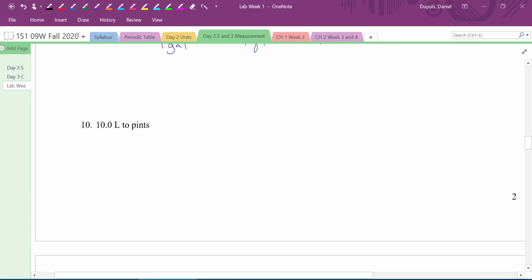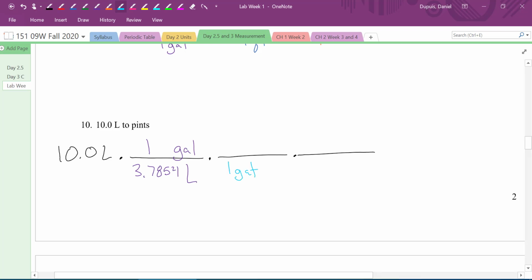It's fun. All right, 10 liters to pints. So now we're going from English to metric, or actually metric to English. 10 liters. I don't want to use red, sorry. Well, liters has to go on the bottom, and gallons on top. And so 1 gallon happens to be 3.7854 liters. Then we know 1 gallon is 4 quarts, and we know that 1 quart is 2 pints. So we end up with 21.1 pints. And there's number 10. Now, if you know there's 8 pints in a gallon, you could have done that too, right? That's fine.